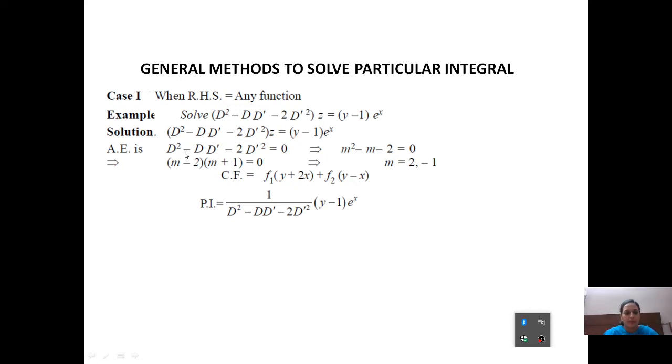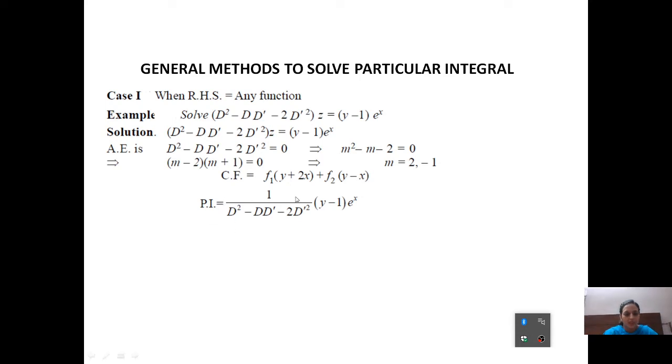To solve the complementary function, again we follow the same method. We place m in place of D and 1 in place of D'. We will frame an equation of this kind. After obtaining this equation, we will obtain the factors and finally the roots of the equation. If the roots are real and different, we can place our complementary function in this form.